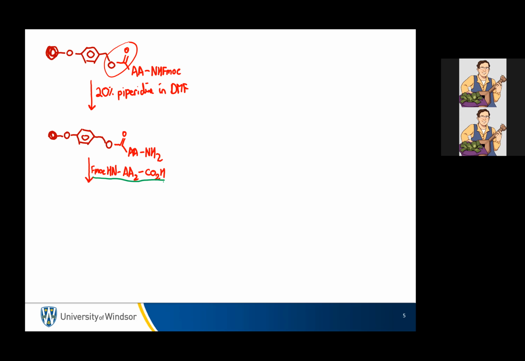Sorry, I'm going to put that in green. It's a very Christmassy slide. All reds and greens.